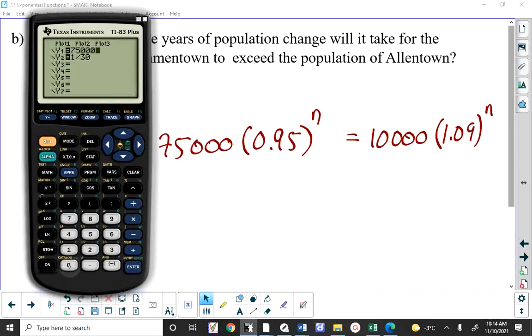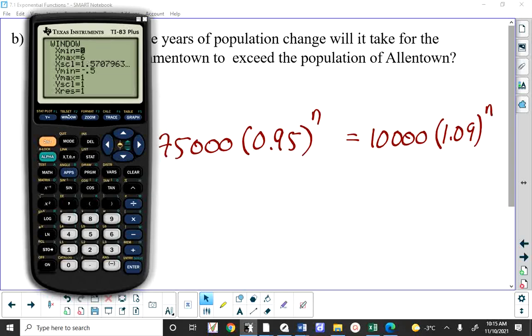75,000 multiplied by 0.95 raised to the x. You don't really need the brackets around the 0.95. You could just put multiplied by, but I like them. And 10,000 multiplied by 1.09 raised to the x. Help me out here. Did I enter that correctly? I think it looks okay.